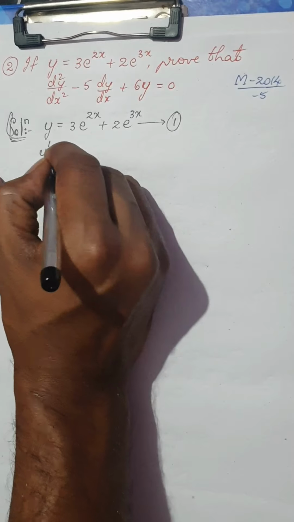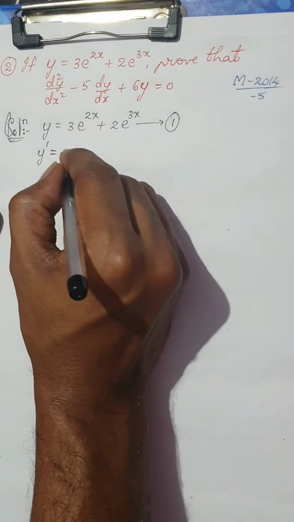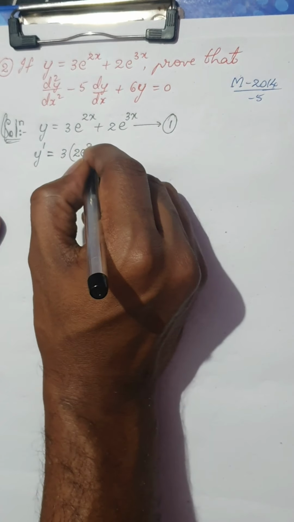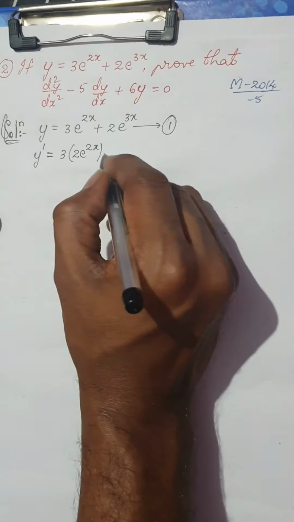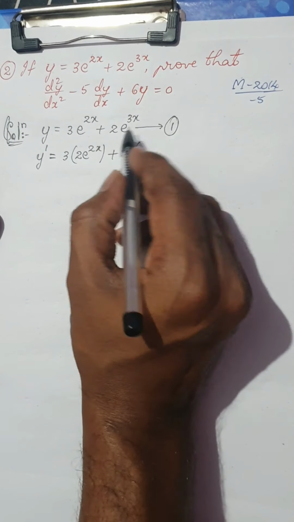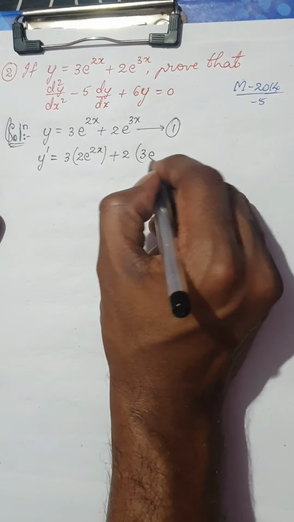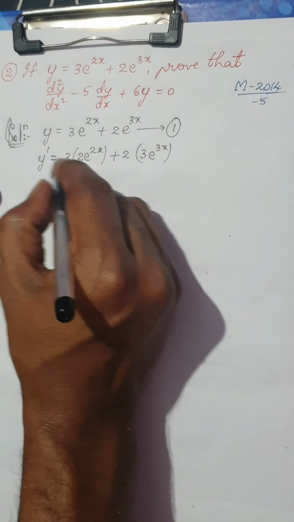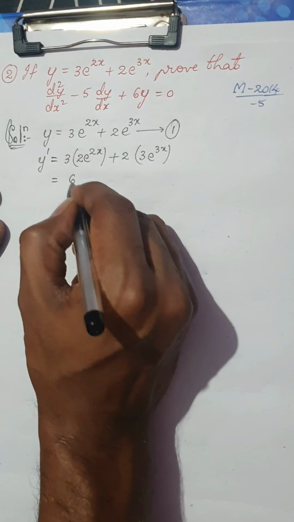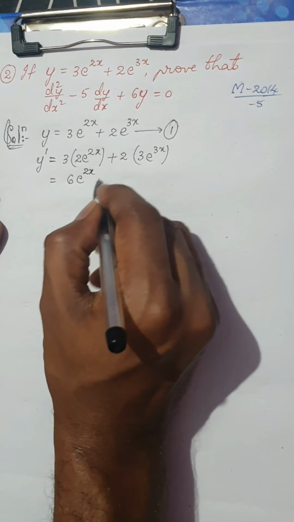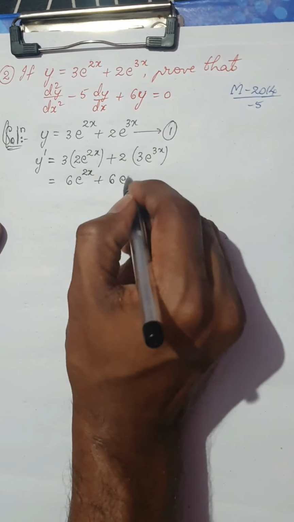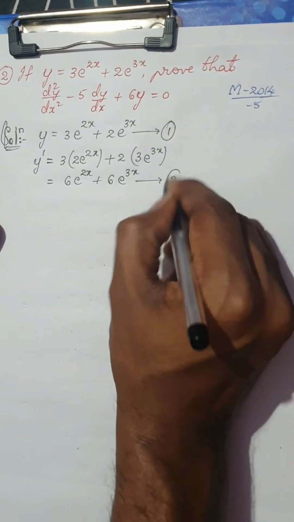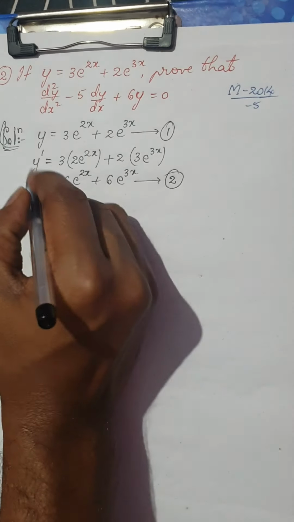Now my first derivative: 3 is a constant, keep it aside. Derivative of e power 2x is 2 into e power 2x, isn't it? Plus 2 is a constant, keep it aside. Derivative of e power 3x is 3 into e power 3x, right? So this would be 3 2s are 6 times e power 2x plus 2 3s are 6 times e power 3x. So this is my y dash, that is the first derivative, take it as equation 2.